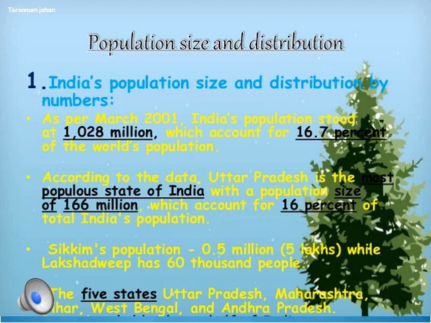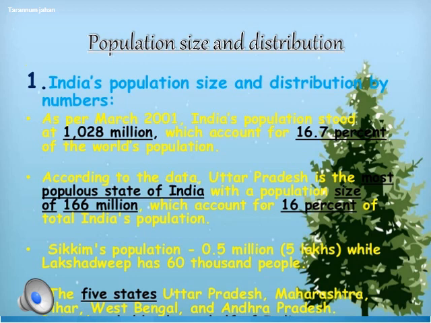Almost half of the Indian population lives in only five states: UP, Maharashtra, Bihar, West Bengal and Andhra Pradesh. Moreover, Sikkim's population is only 0.5 million, that is around 5 lakhs, while Lakshadweep has 60,000 people. Now, how is the Indian population distributed by density?